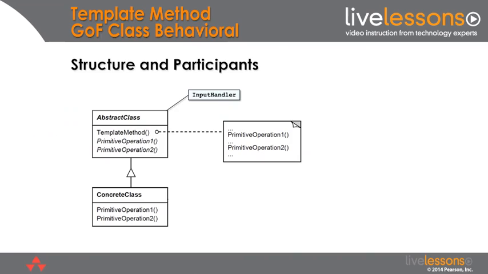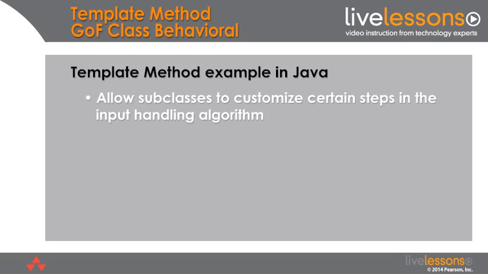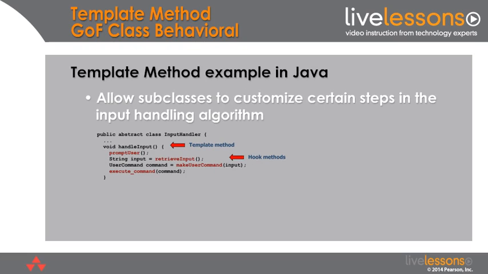In our particular expression tree processing application, the abstract class is played by the input handler, and the concrete class role is played by the verbose mode input handler and succinct mode input handler. Let's take a look now and see how we could go ahead and implement this pattern in Java. The key idea is to define the algorithm once and then allow the subclasses to customize some of the steps.